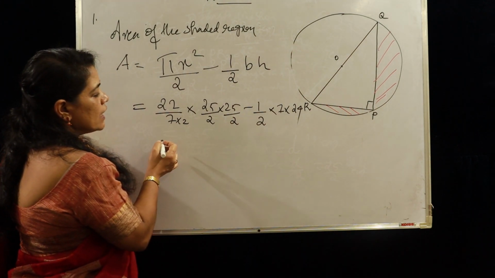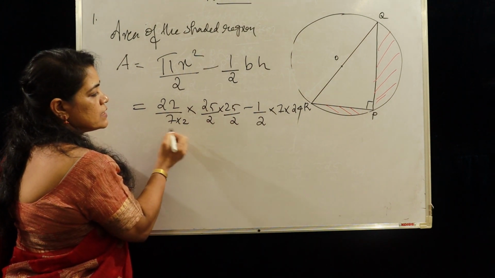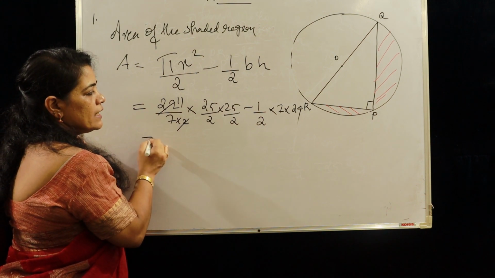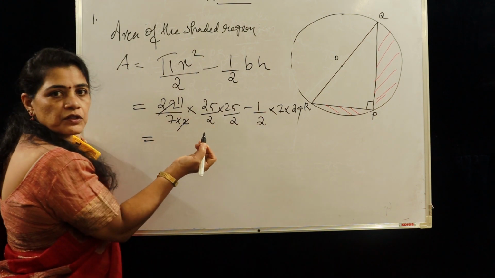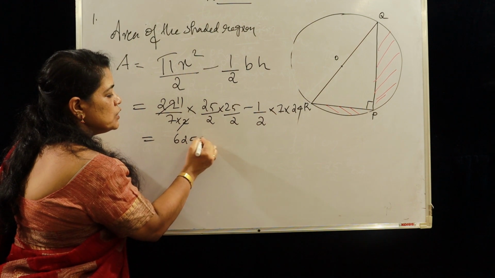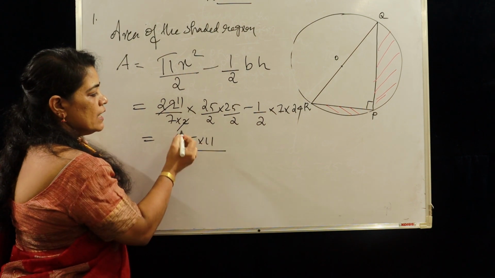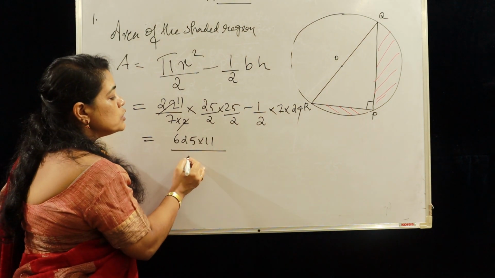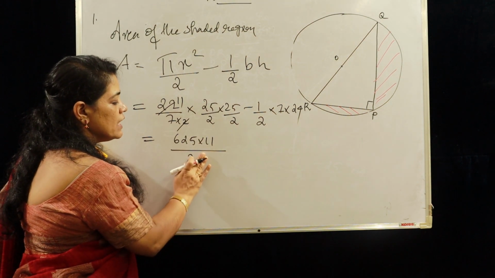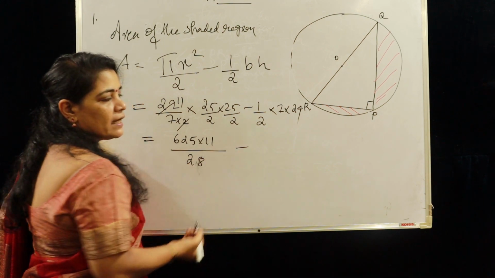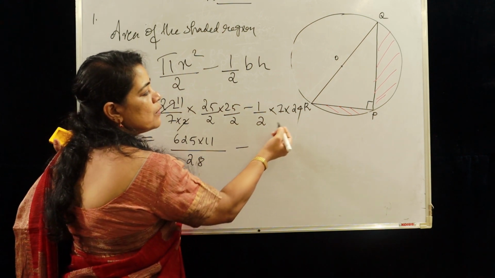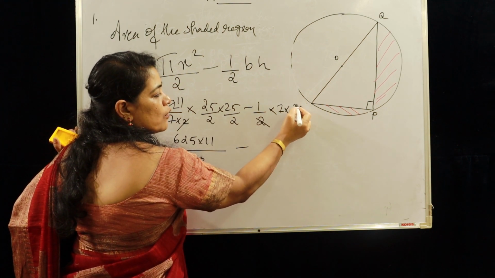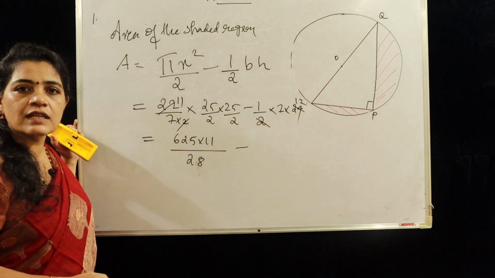And the final calculation. Look into the first term: 2 and 22, 11 times. In the numerator, 25 into 25, 625 into 11, divided by 7 into 4, 2 into 2 in the denominator. So 28, 7 4s are 28. And in the second term, half into base into height, this 2 and 24, 12 times. 12 into 7, 84.